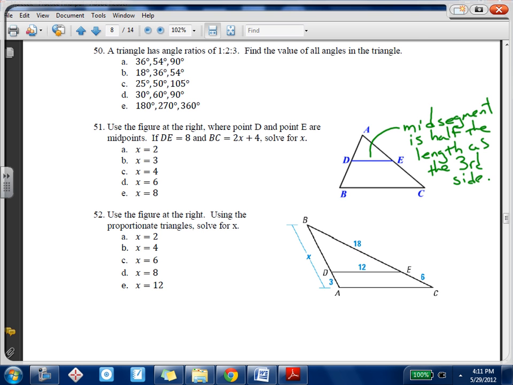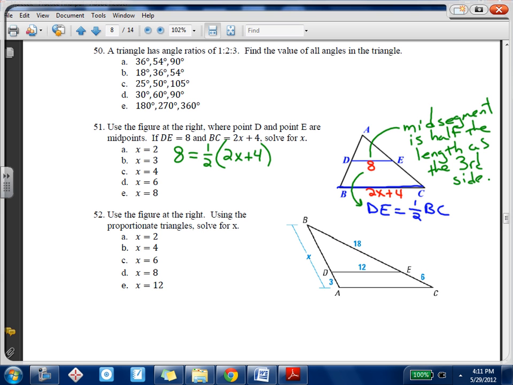The third side here is BC. So that means that DE is 1/2 the third side, which is BC. It gives us DE as 8, and BC is 2x plus 4. So now all we need to do is plug those two numbers into this equation right here. So we get DE, which is 8, is equal to 1/2 times 2x plus 4.